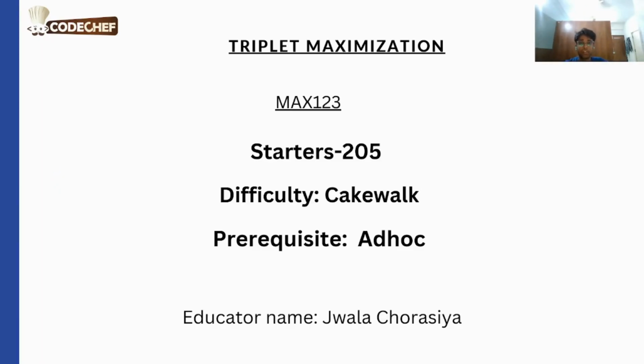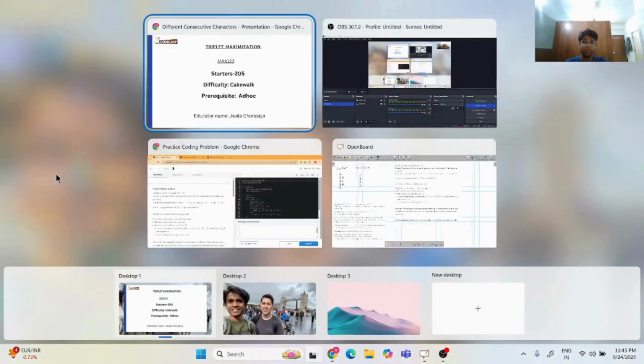Myself Jala Churasia and today we are going to solve the problem which came in Starters 205. The name of the problem is Triplet Maximization and the problem code is MAX123. The difficulty rating of the problem is Cakewalk and there is no prerequisite. Let's start by reading the problem statement.